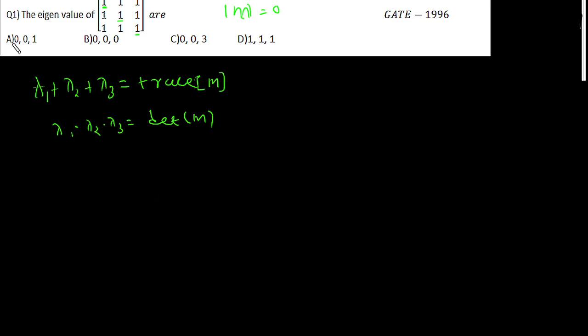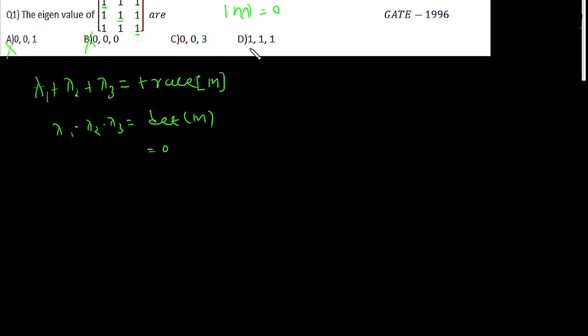Let's go by option. Option A gives sum as 1, so option A is not the correct one. Option B gives sum 0, B is also wrong. Option C gives sum as 3, and option D also gives sum 3. Now move on to the second property, the multiplication. Here the determinant equals 0, so the multiplication of these three numbers must give 0.